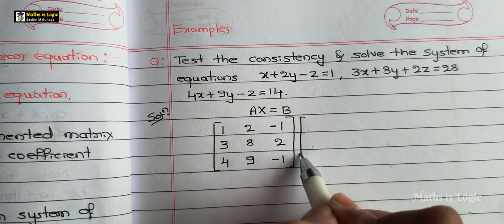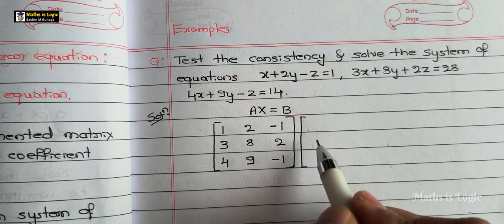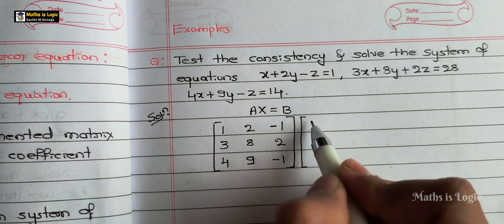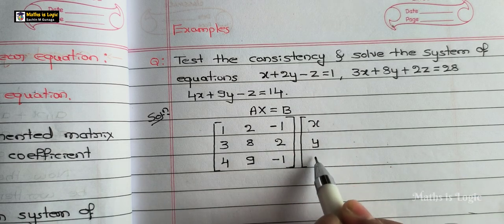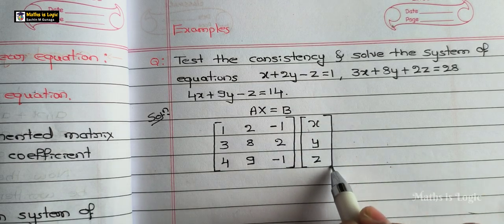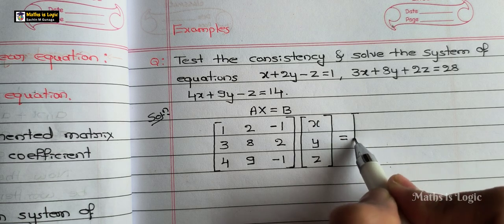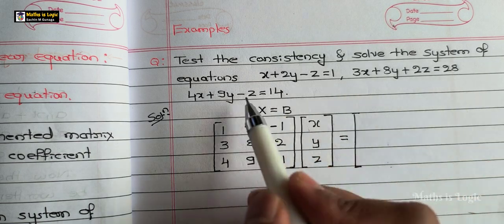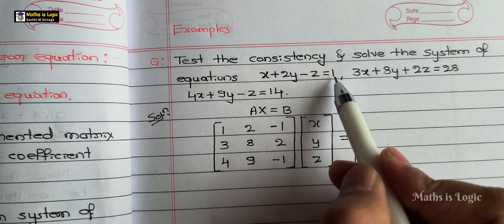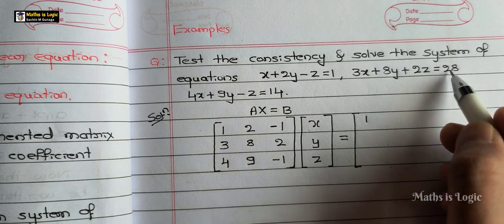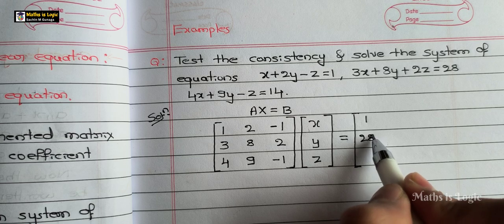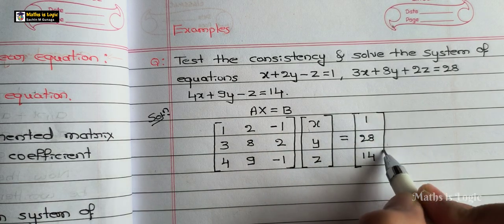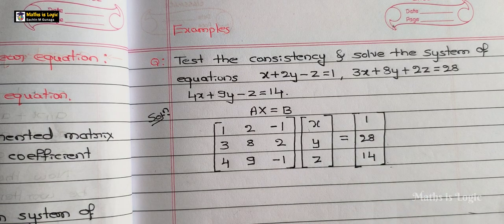Next, we need to write the matrix of unknown values. The unknown values are x, y, z, is equal to. Next, write the matrix of constant values. What is the constant value in equation number 1? 1. In equation number 2, 28, and in equation number 3, 40. So this is the matrix form.